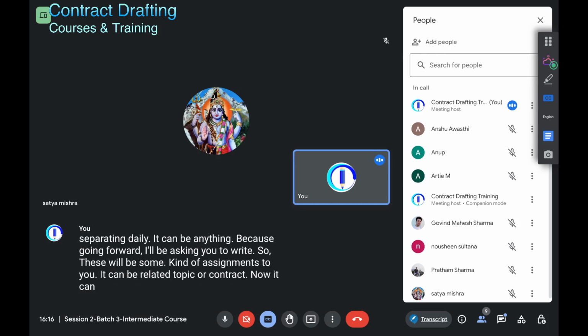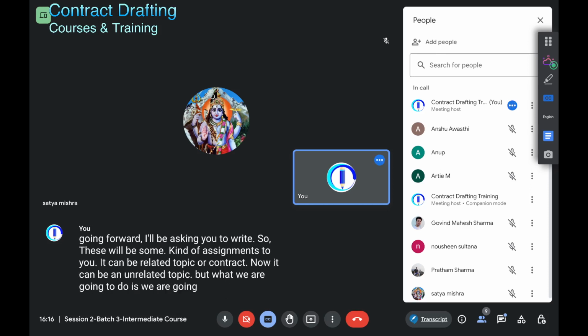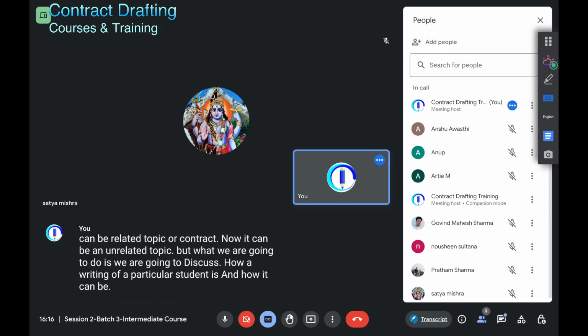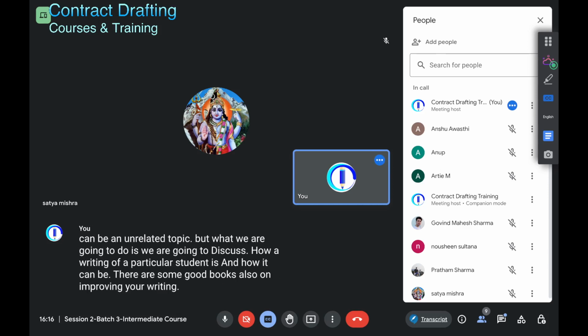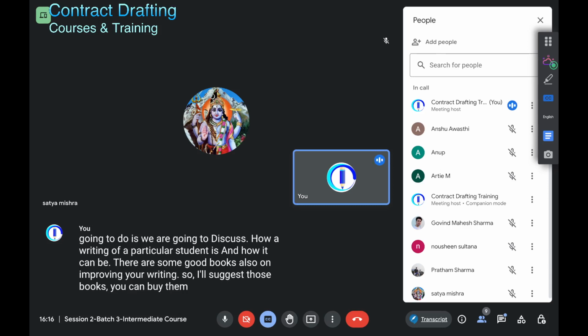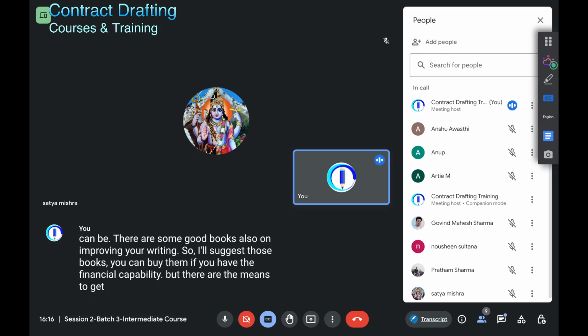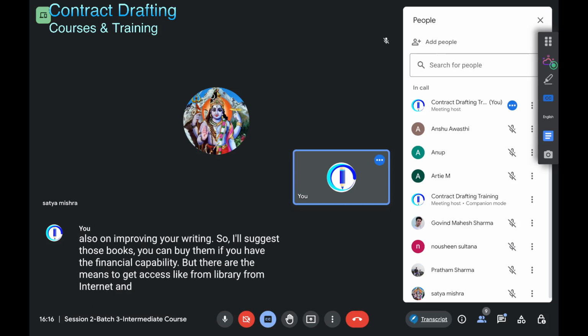But what we are going to do is we are going to discuss how the writing of a particular student is and how it can be improved. There are some good books also on improving your writing. So I'll suggest those books. You can buy them if you have the financial capability, or there are other means to get access, like from a library, from the internet and all those sources. So make sure that you also read these books on writing. They will also help.